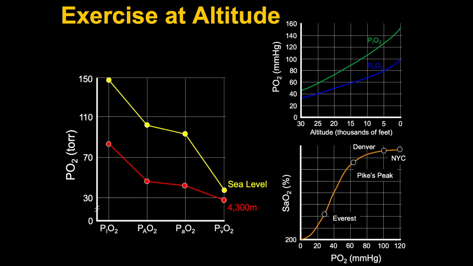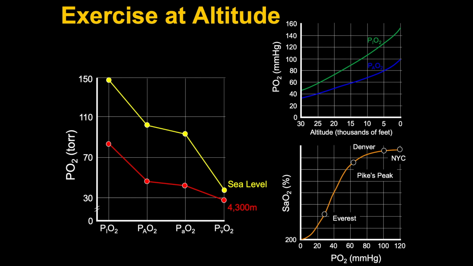We can clearly see the difference in the pressure of oxygen as we increase in altitude. It's obviously going to be lower. Another noteworthy point here is that the venous pressure of oxygen between sea level and 4,300 meters is really not that much different. Obviously, at altitude we're going to extract more oxygen because we're starting off with less, but they're relatively similar.